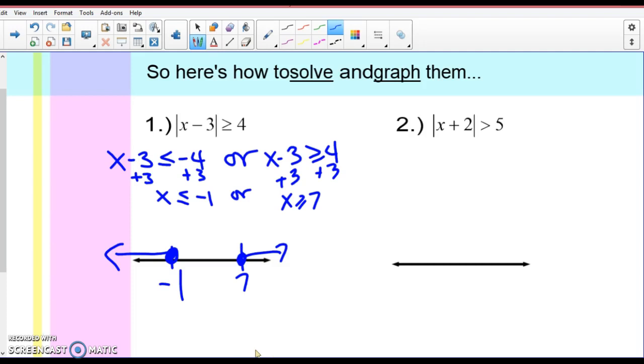So, let's test it. Give me a number that's in the middle here. 5. Let's put 5 in. 5 minus 3 is 2. Is the absolute value of 2 greater than 4? No, it is not. None of these numbers in here would work. All the numbers to the right of 7 and all the numbers to the left of negative 1 will make that inequality true.